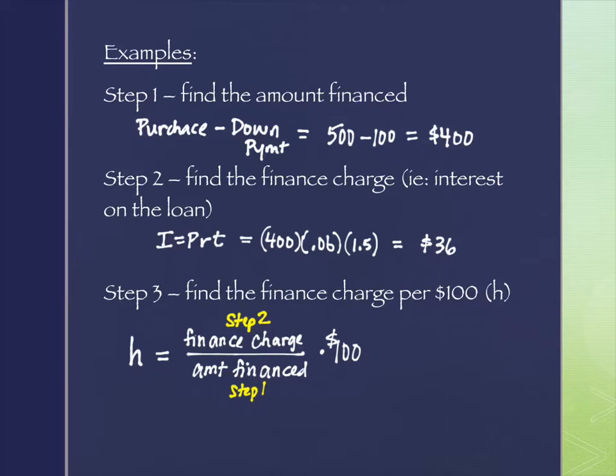All right, so for us, what's on top? The 36. And on the bottom will be the 400, right? And then we multiply by $100. So 36 divided by 400 times 100, what do we get? 9. Is everybody good?